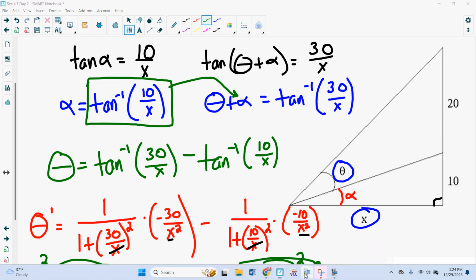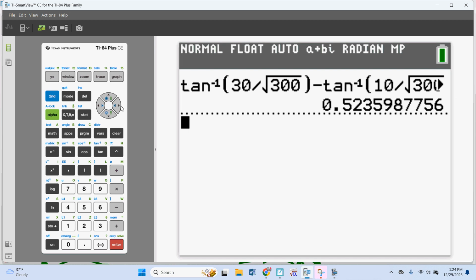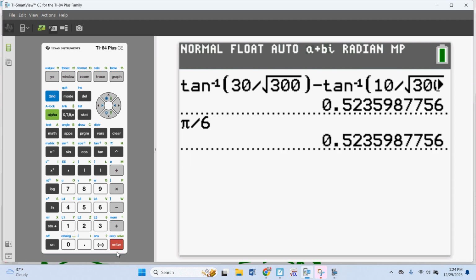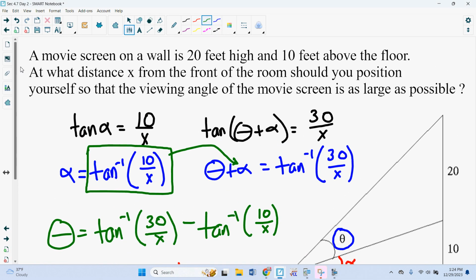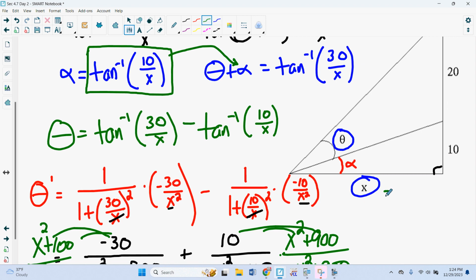So what is our maximum angle? It's kind of hard to tell in the decimals, but if we think unit circle values, we do know that pi over 6 is that answer. So given this, at what distance would the viewing angle of the screen be as large as possible? Our answer here for x is the square root of 300, and that's actually what the answer is. But if we're curious what that does for the angle, the maximum viewing angle is pi over 6.